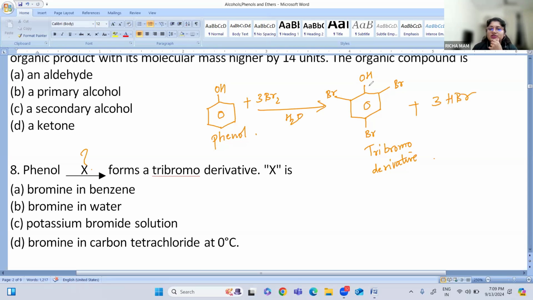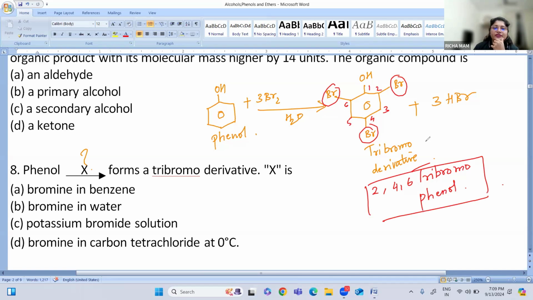So 1, 2, 3, 4, 5 and 6. It is 2, 4, 6. Then you have 1, 2 and 3, so 2,4,6-tribromo, and the parent compound is phenol. So 2,4,6-tribromophenol. So what is the answer? Bromine in water. A very important reaction when we are preparing the tribromo derivative.